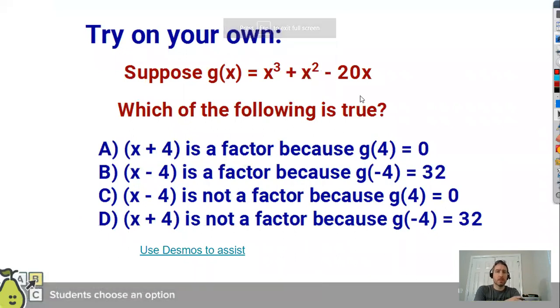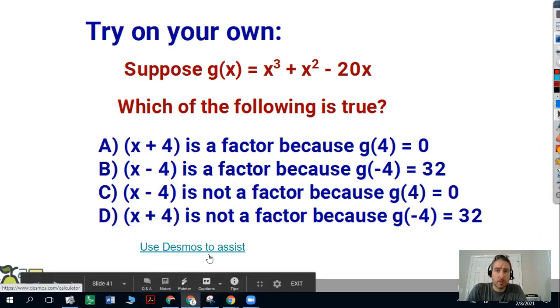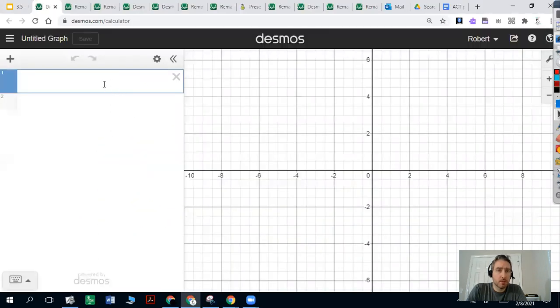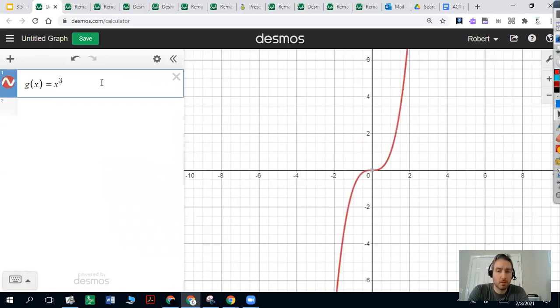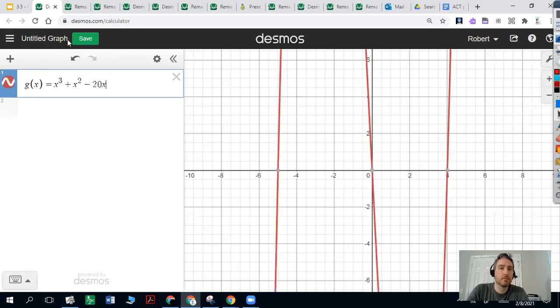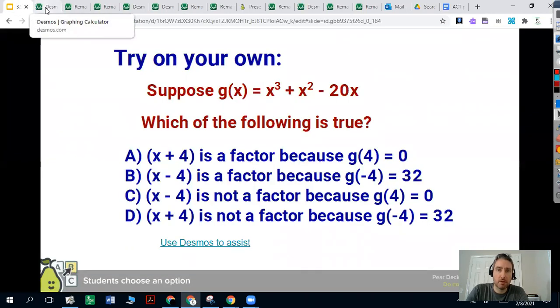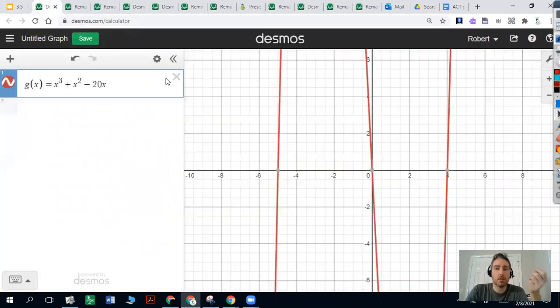It says, which of the following is true? Suppose f of g of x equals x cubed plus x squared minus 20x. Which of the following is true? Well, let's graph it. X cubed plus x squared minus 20x. And let me make sure I type that in right. So they want to know which is true.